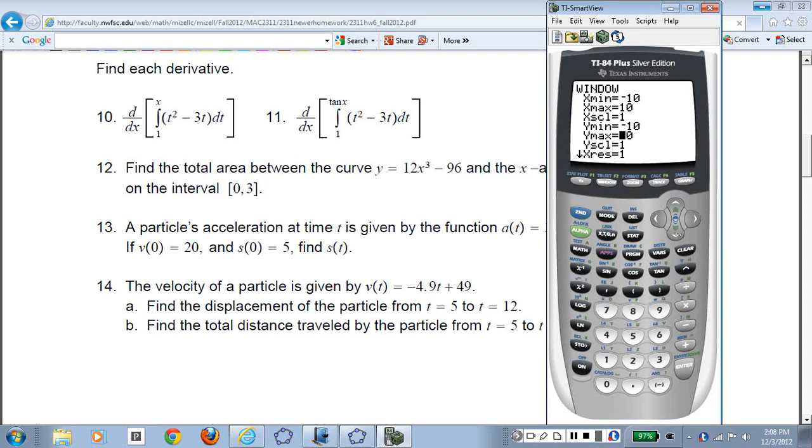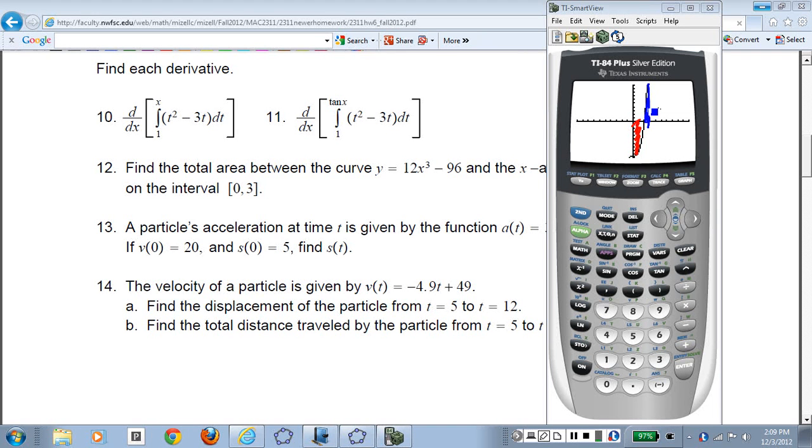Window, negative 100 to positive 100 with the y-scale of 10. We ran into one like this, the one with the absolute value in it, absolute value of x squared minus 9 or something like that, I seem to recall. We want the total area bounded by the curve. The problem is some of the area is below the x-axis and some of the area is above the x-axis.